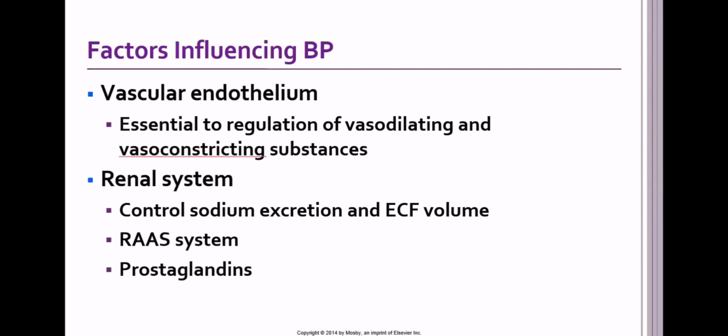A couple more factors influencing blood pressure are the vascular endothelium and the renal system. The vascular endothelium is a single cell layer that lines the blood vessels. It is essential for regulation and maintenance of vasodilating and vasoconstricting substances. Next we'll talk about the renal system. The kidneys contribute to blood pressure regulation by controlling sodium excretion and extracellular fluid.